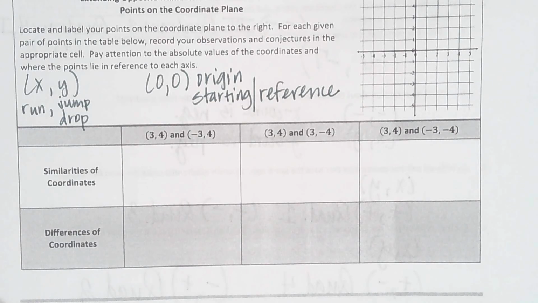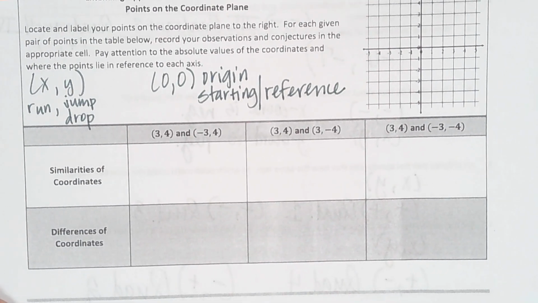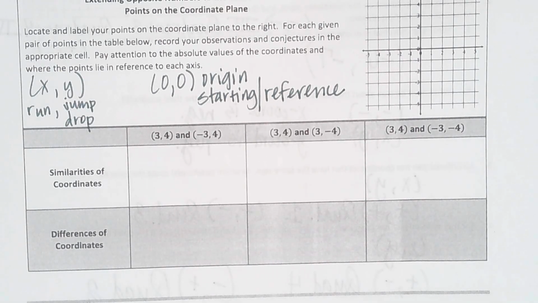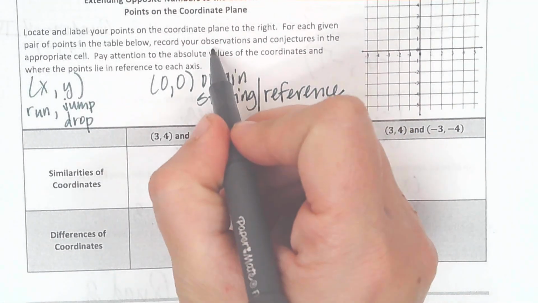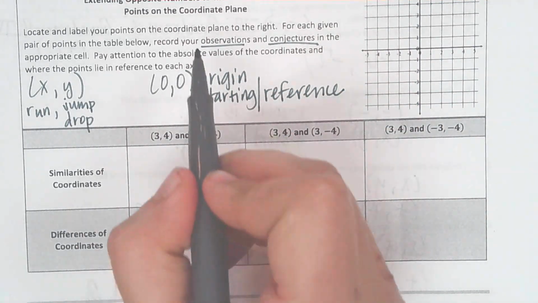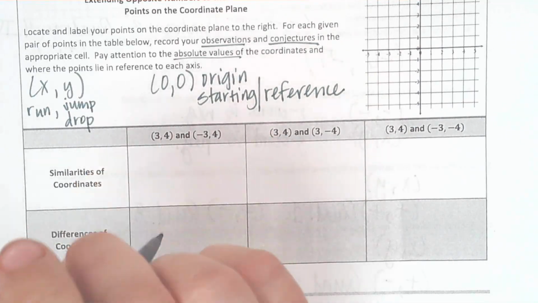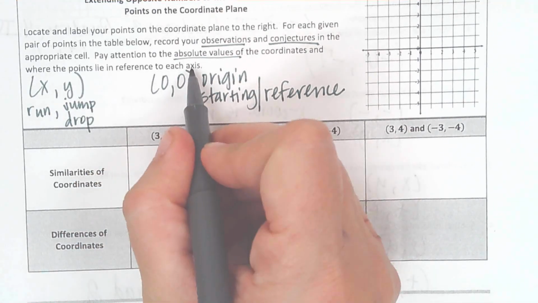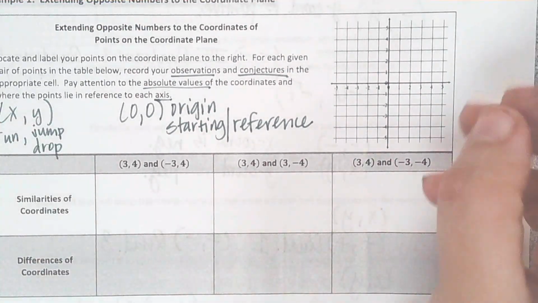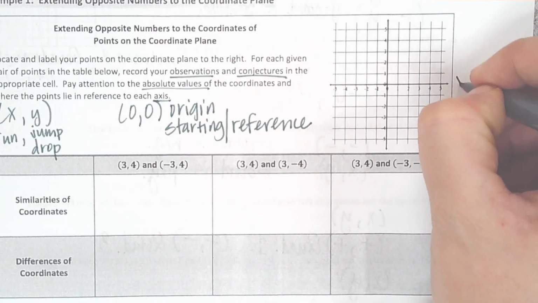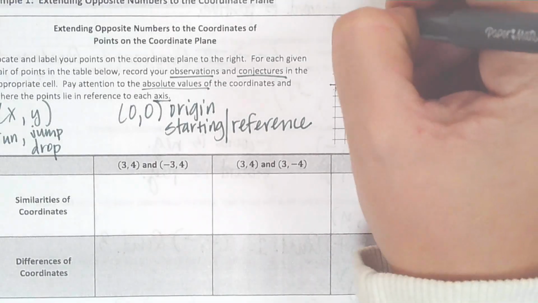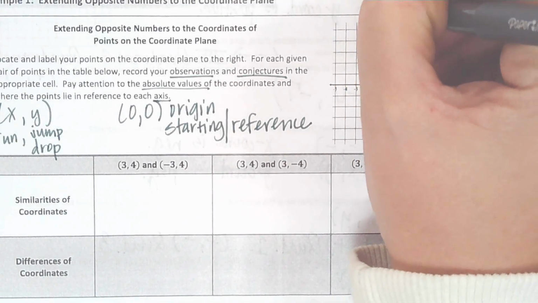All right, we're ready. So it says locate and label your points on the coordinate plane to the right. For each given pair of points in the table below, record your observations and conjectures in the appropriate cell. Pay attention to the absolute values of the coordinates and where the points lie in reference to each axis, okay? So do they have the axis label? Nope. Remember, our horizontal number line is called our X axis, and then our vertical number line is called our Y axis.